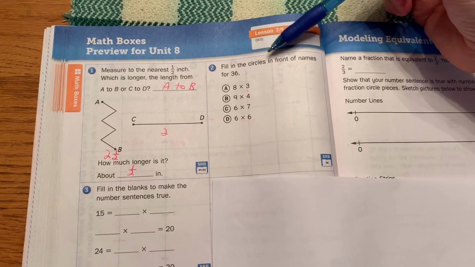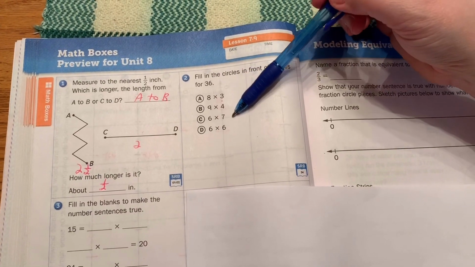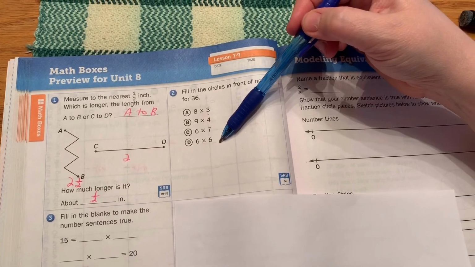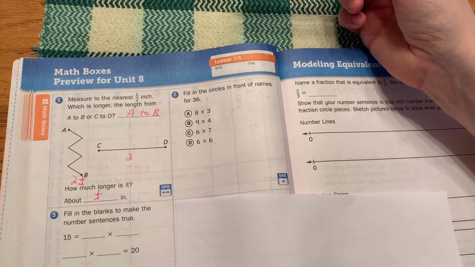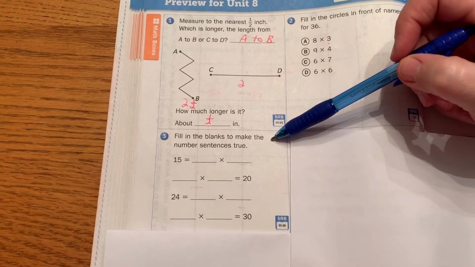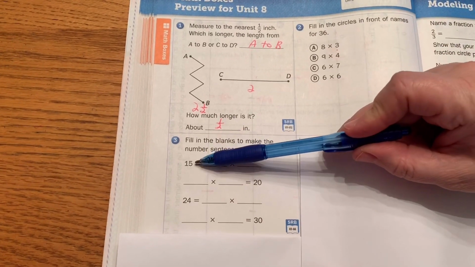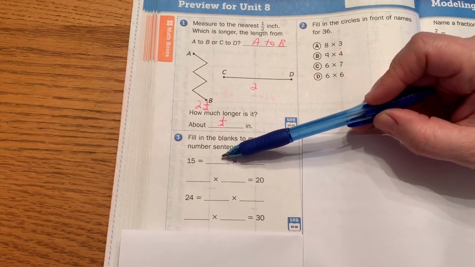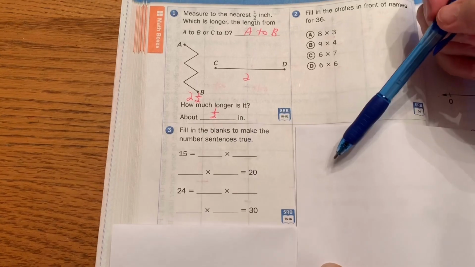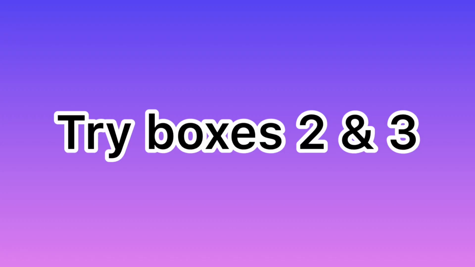It says to fill in the circles in front of names for 36, and you should choose 2 of these. So you're going to have to do the calculations to figure out all these answers and oval in the 2 that would equal 36. And for box 3, you will also do this one. Fill in the blanks to make the number sentences true. So for example, this first one, we know that it equals 15. You need to come up with the 2 numbers you'd multiply together to get 15. So please do box 2 and 3, and we'll be back in a minute.